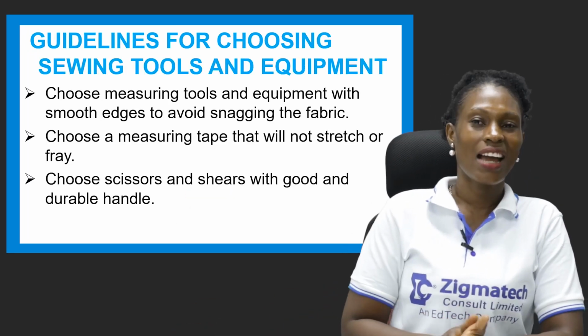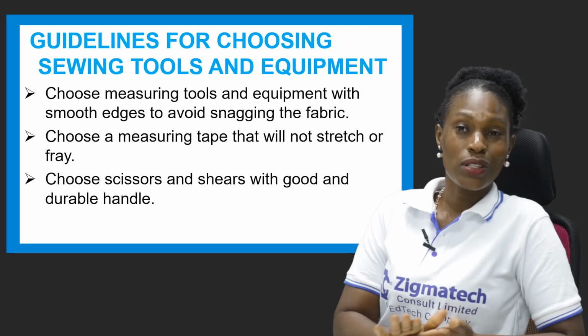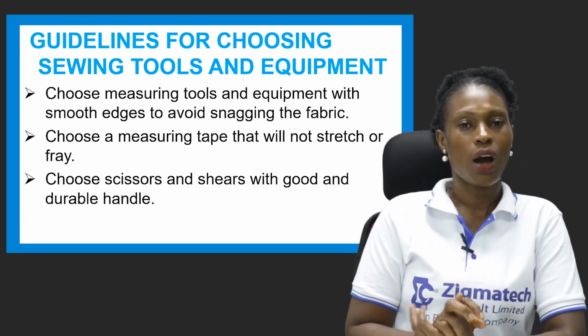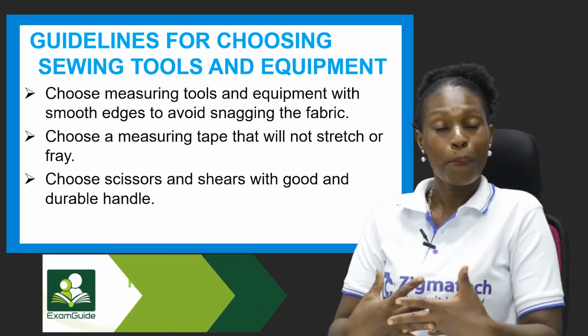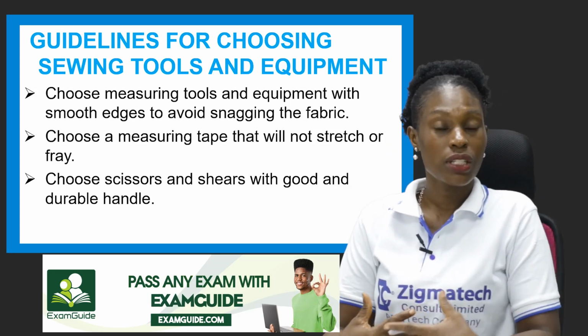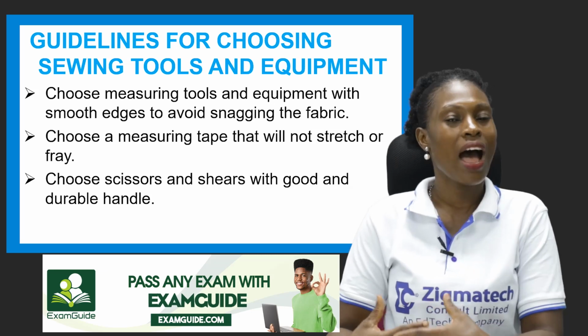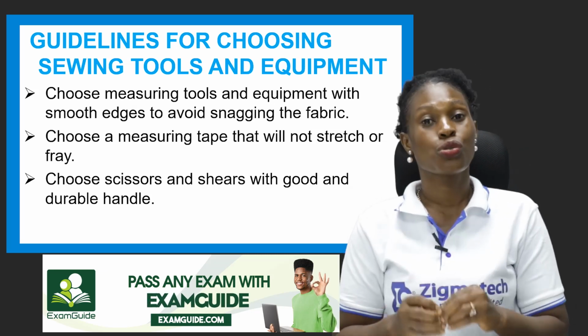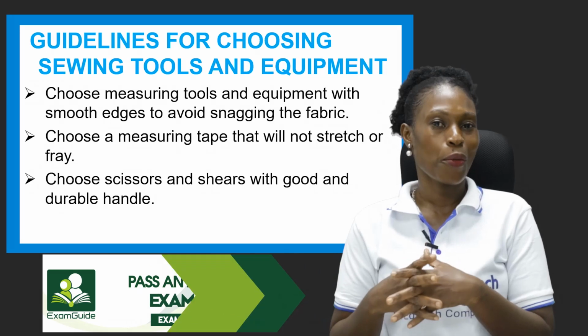Okay, now we're going to look at guidelines for choosing sewing tools and equipment. If you need to pick materials that you want to use, there are some things you need to put into consideration. There are some things you need to look out for when you choose these sewing tools and equipment that we've talked about.